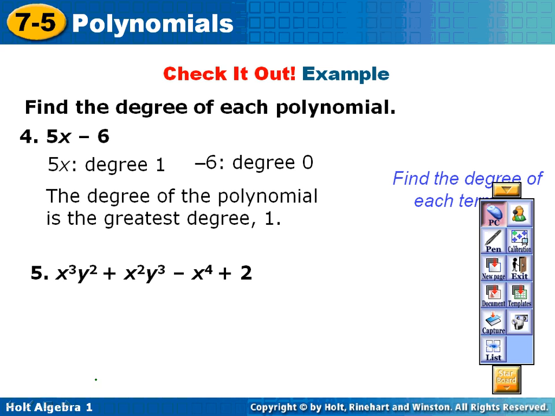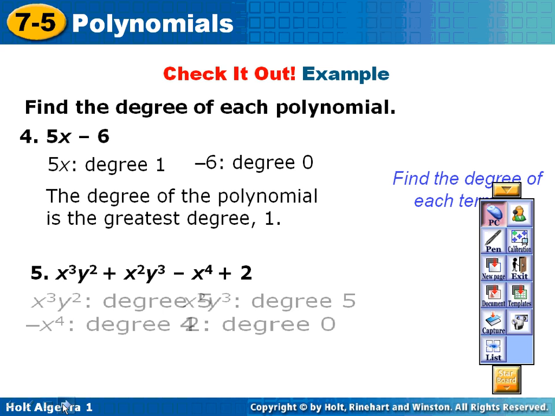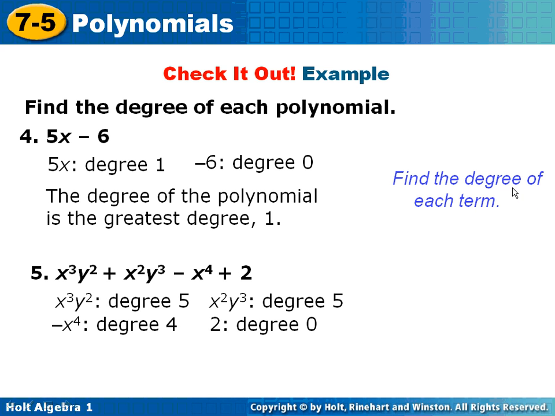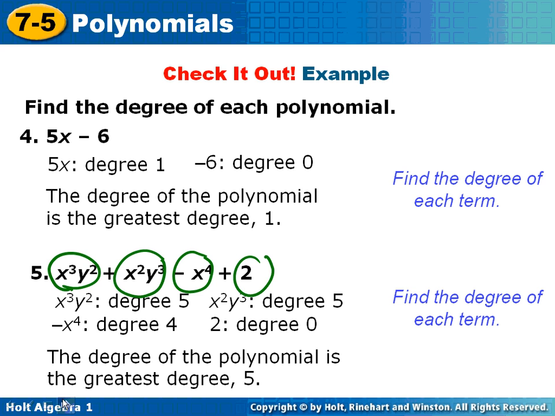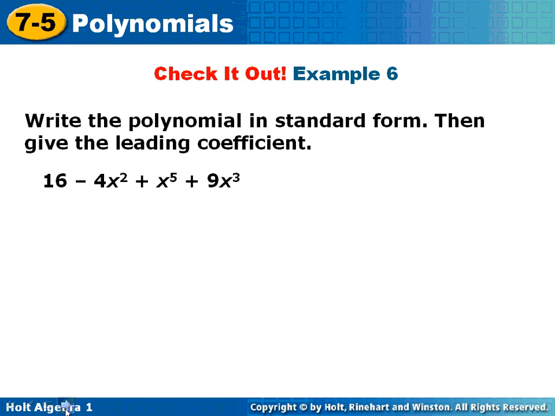Number 5 looks a little bit more difficult, but it's really not. You just find the degree of each one. The degree of this one is 5. This is also 5. This is a 4. And this is a 0. So the degree of the whole thing is going to be 5.